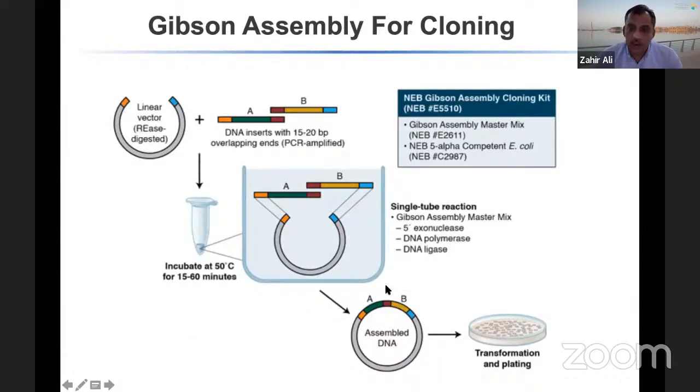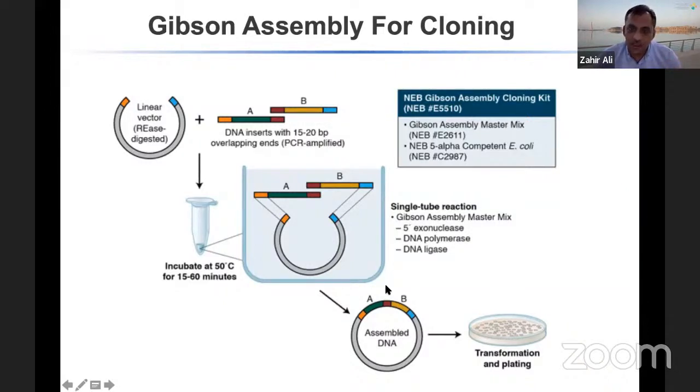Normally, how are we using this system and how can we clone it? There are different methods like the restriction ligation system and the Gateway system. But nowadays, because the CRISPR-Cas system needs a lot of cloning and we have to check a lot of gRNAs, it needs a simple method to clone things.